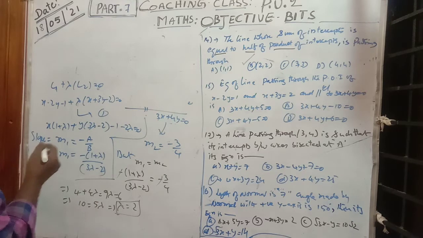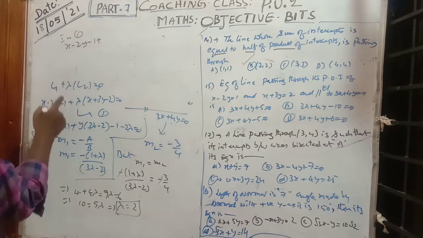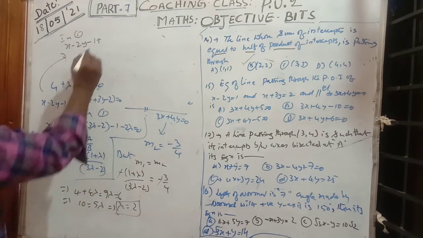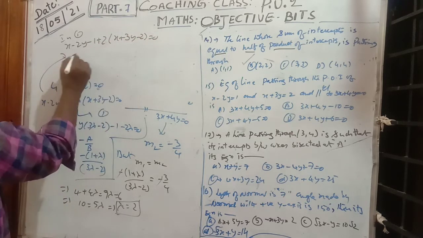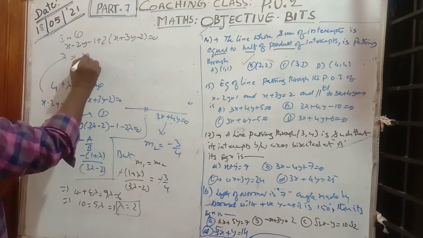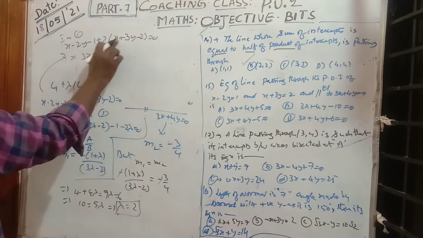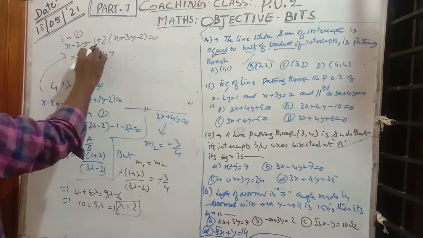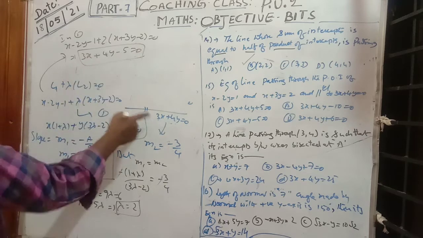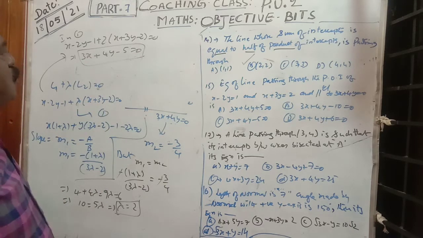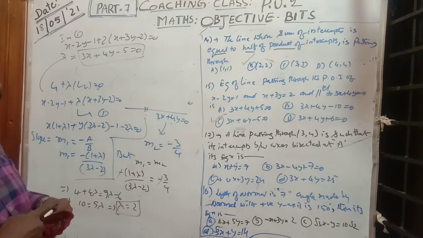The required line: in 1 we will substitute. x minus 2y minus 1 plus, you see that lambda is 2, 2 of x plus 3y minus 2 is equal to 0. That implies x plus 2x is 3x, minus 2y plus 6y is plus 4y, minus 1 minus 4 is minus 5, is equal to 0. No doubt it is parallel to this line. So you send it to this side, the third is correct. Like that we can solve the problem.